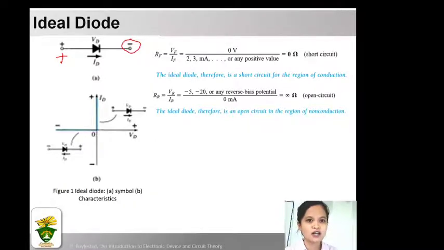So that is the two terminals. It has a symbol and a characteristic, as shown in figure 1A and B. Here is the symbol, and here is the characteristic. Ideally, a diode will conduct a current in the direction defined by the arrow in the symbol. The current follows the flow of the arrow. Otherwise, if the current flows opposite to the arrow, the diode will act as an open circuit.